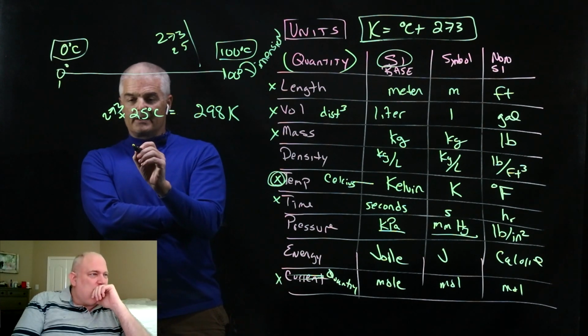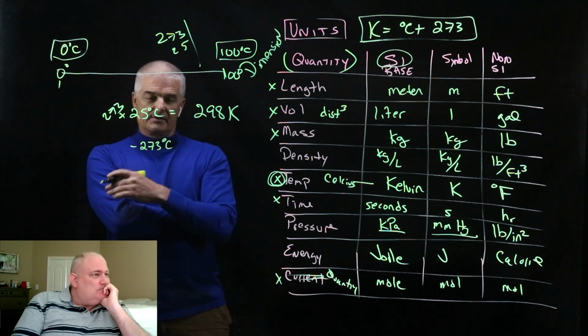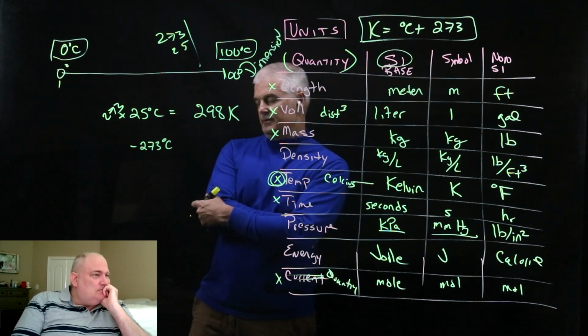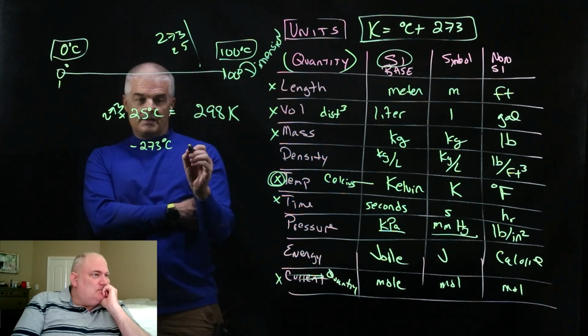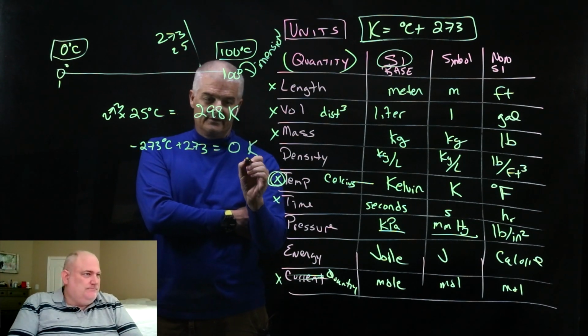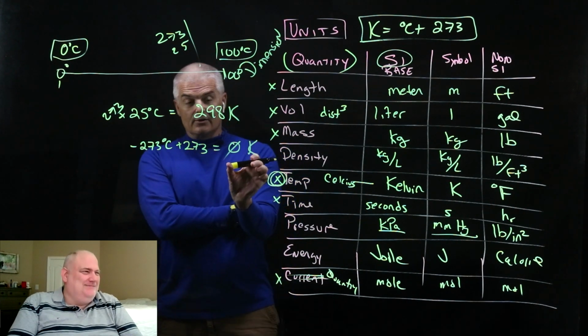Now, let's say I've got a temperature of negative 273 degrees Celsius. What would I do to that? So it's super crazy cold. I would add 273, and I would get 0 Kelvin. That's absolute 0, and as Mr.